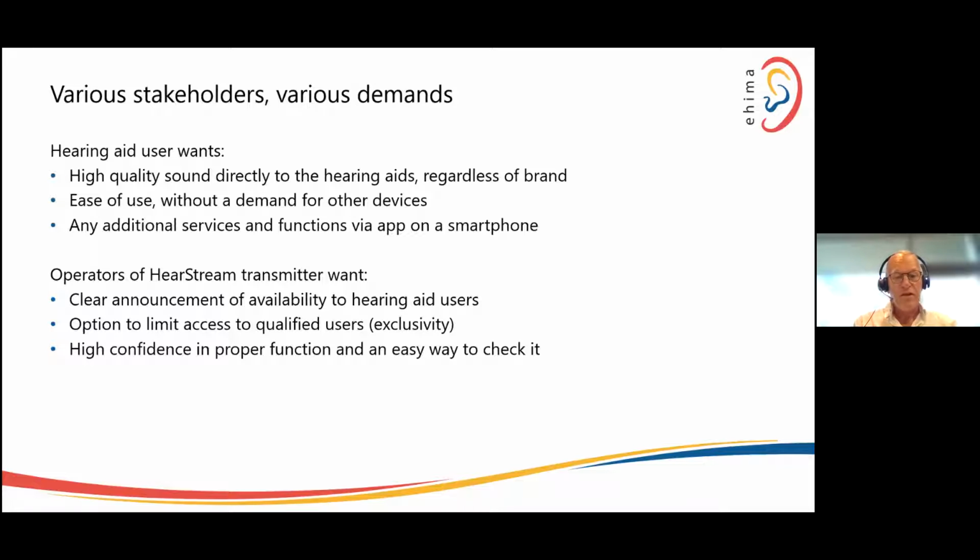So they want clear announcement of availability to the users. They will also have a desire to limit access. If you have to buy a ticket, you will probably not be qualified to listen unless you bought the ticket, for instance. And they are also very keen on confidence that it works. It's for people with hearing aids. They're not the majority of their customers. And there should be some way for them to know that I checked it, it actually works. So they can have confidence that it is in place when people need it.